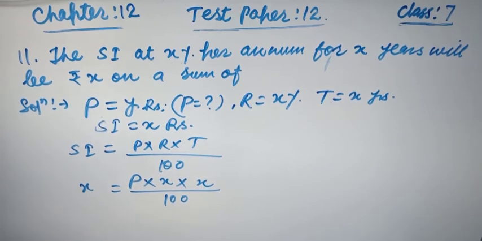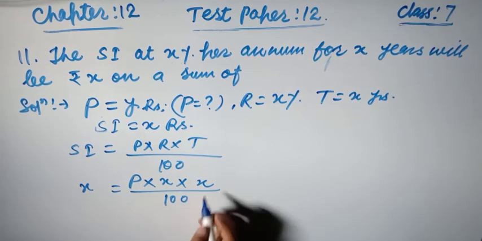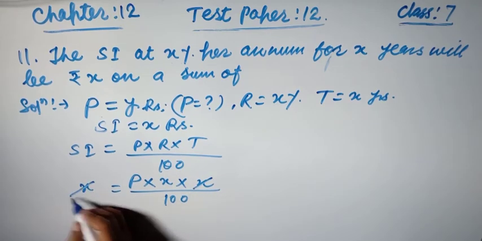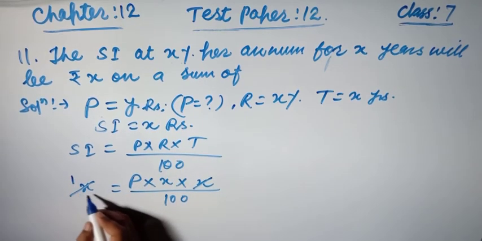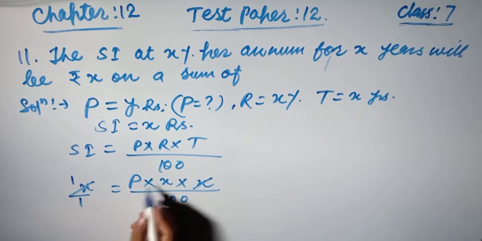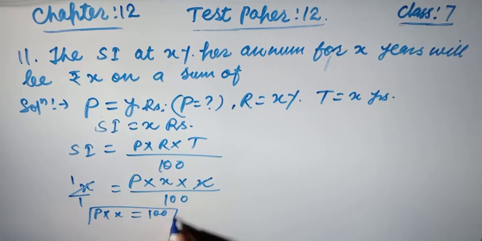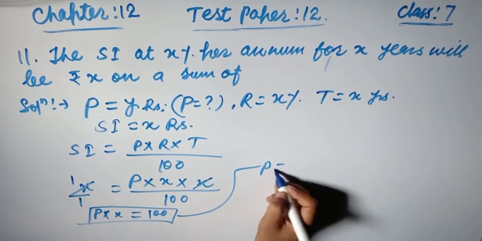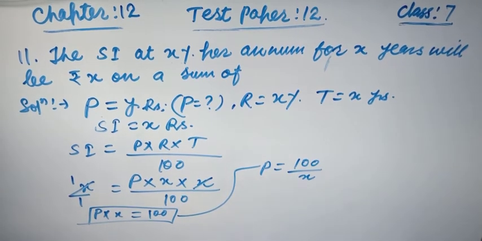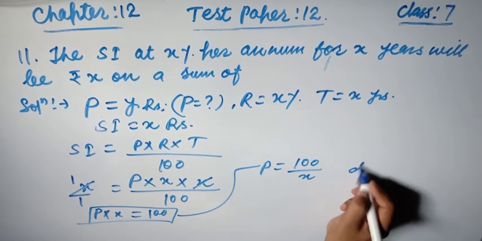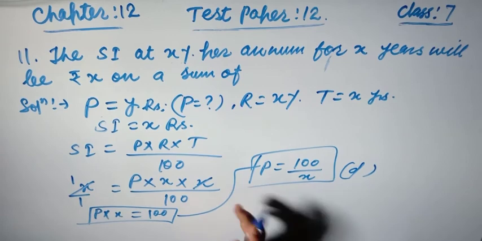Now friends, this could be written as, the X here will get cancelled, so one time we cancel, so 1, cross multiply, P into X, and this is 100. So we have to find the P. So P is equal to 100 divided by X. This is D, friends, this is the correct option.